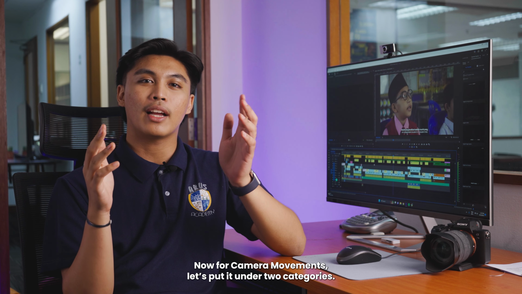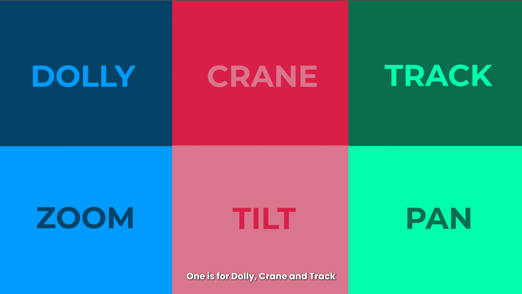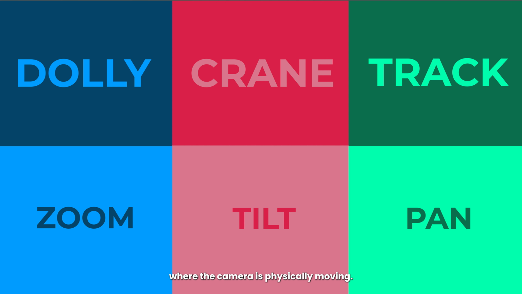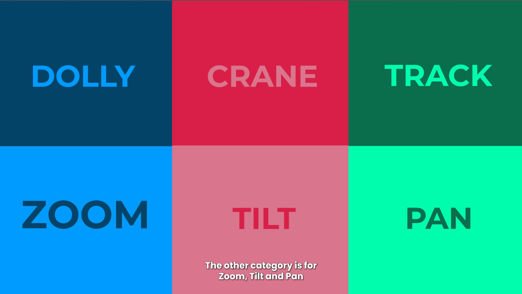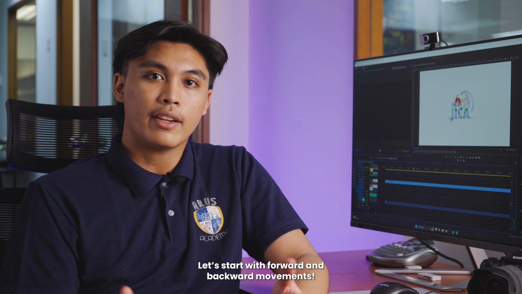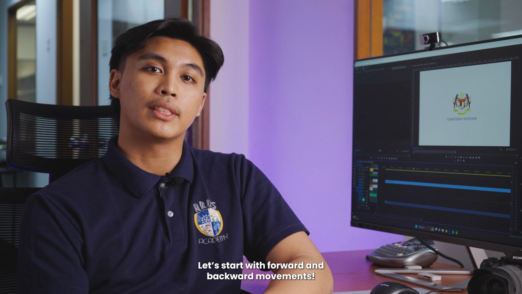Let's go! Now for camera movements, let's put it under two categories. One is for dolly, crane, and track, where the camera is physically moving. The other category is for zoom, tilt, and pan, where the camera remains static. Let's start with forward and backward movements.